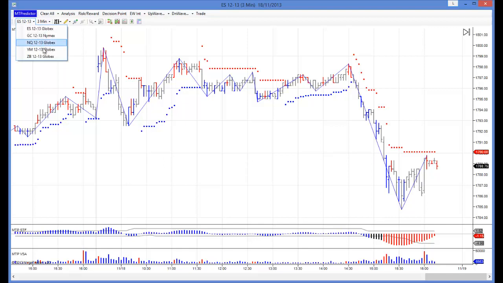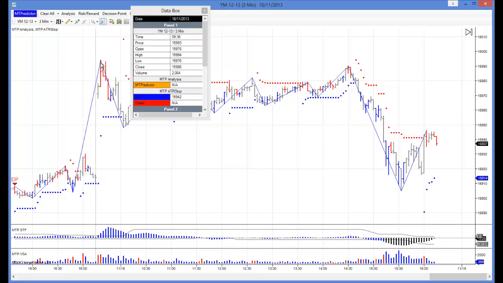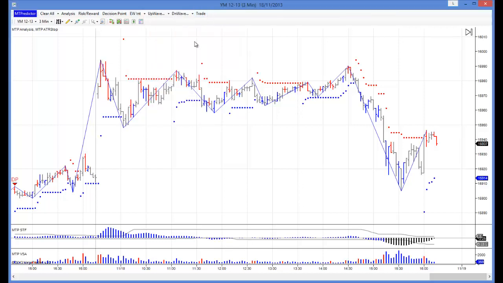We also on the YM were looking for the 16,000, which is here, and I think if we look at the high of the day yesterday, it was actually 994, so 6 ticks short. So again, within a whisker of our anticipated levels.